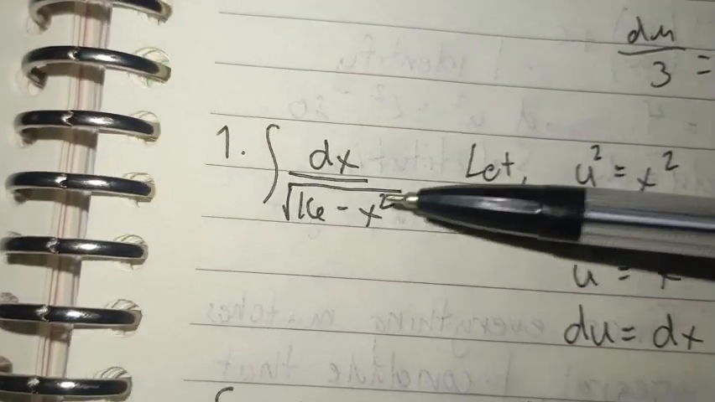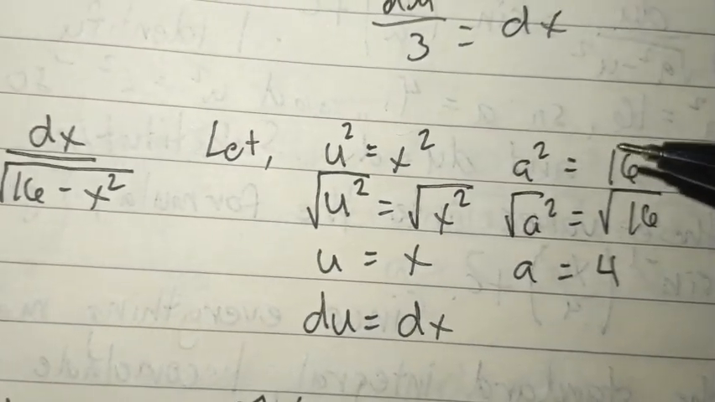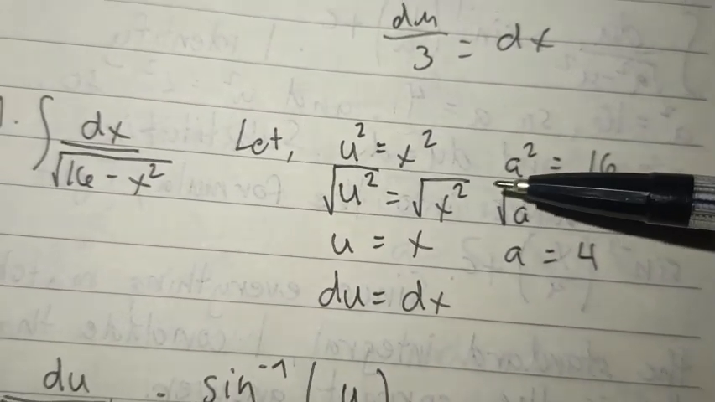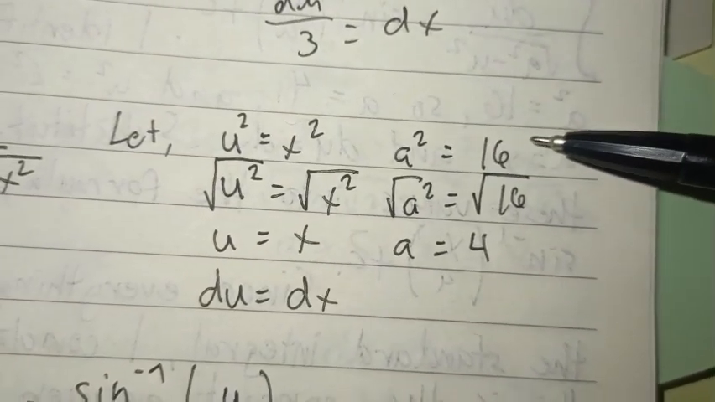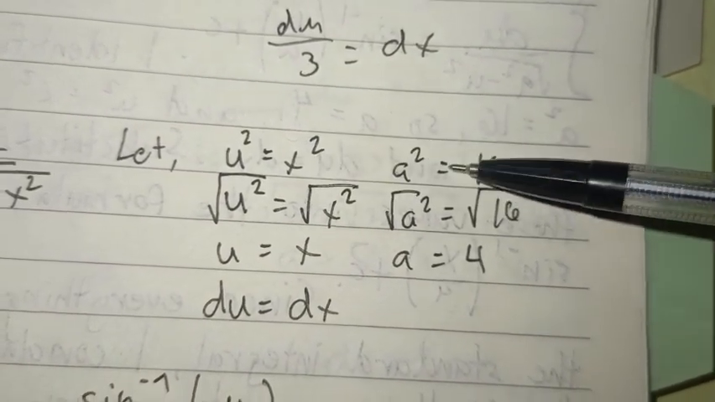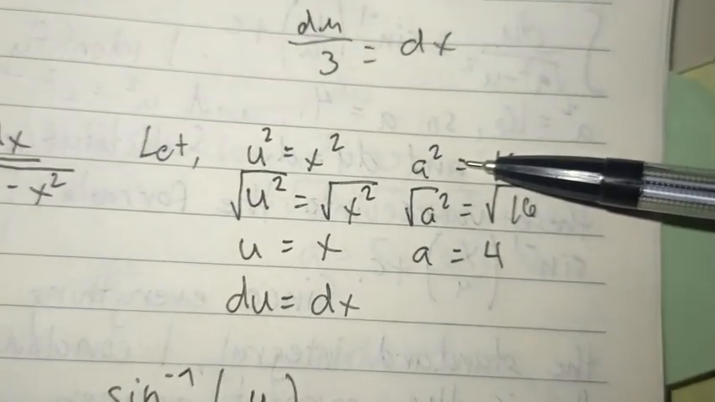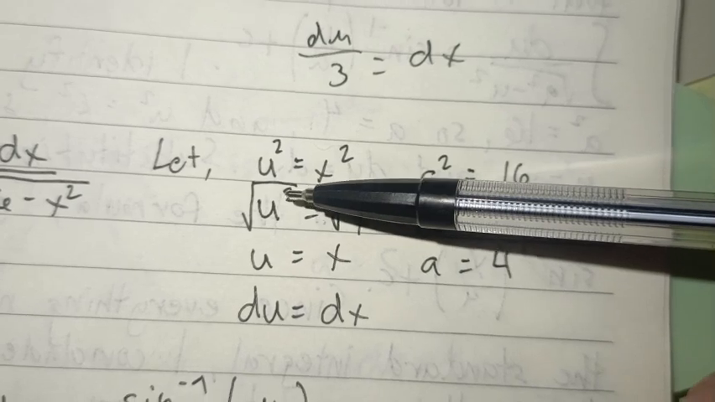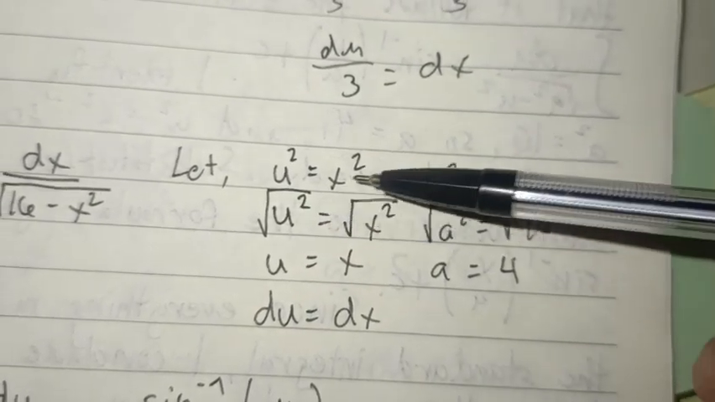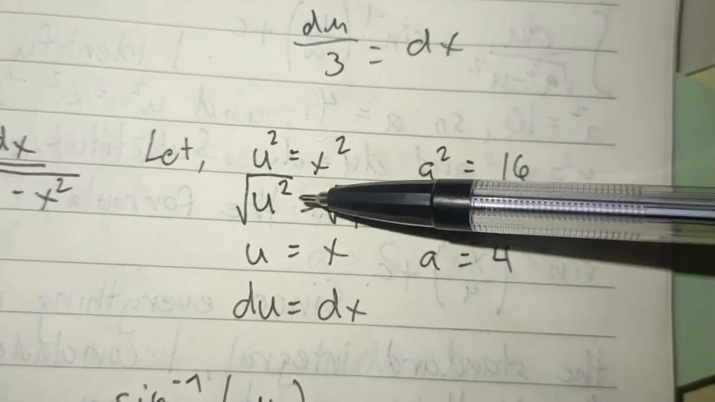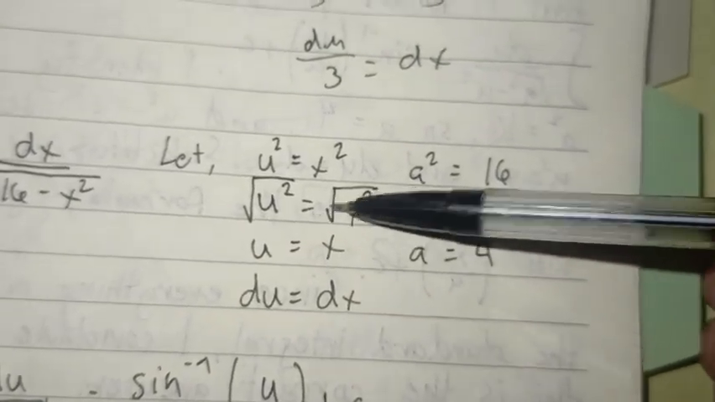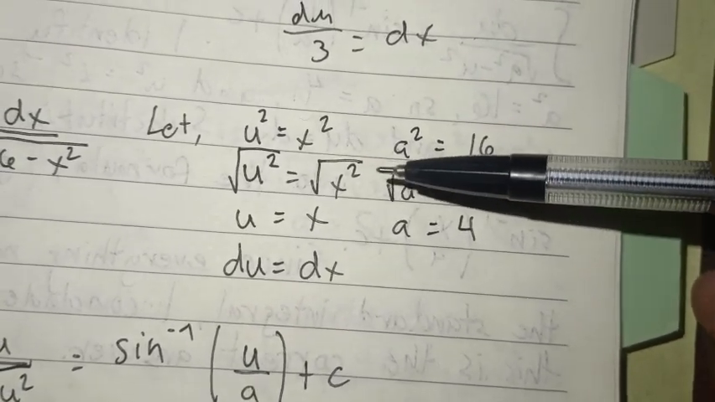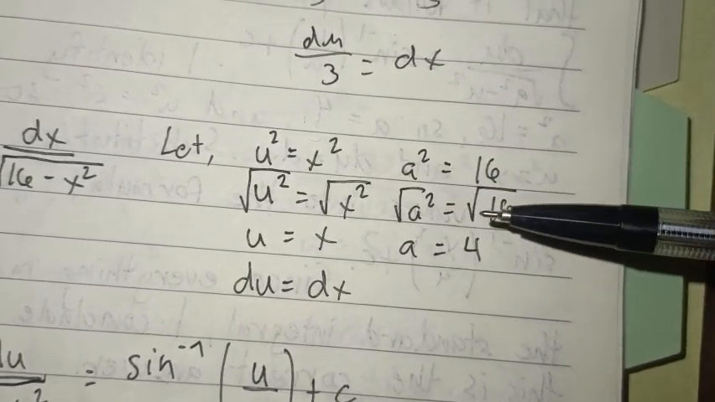So we're going to use the denominator and let u squared be equal to x squared and a squared is equal to 16. To simplify this, we're going to take the square root of our terms, u squared and a squared, to cancel out their exponents. So the square root of u squared is equal to the square root of x squared, and the square root of a squared is equal to the square root of 16.